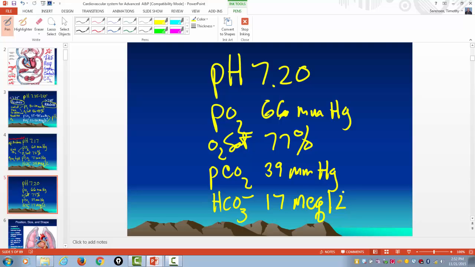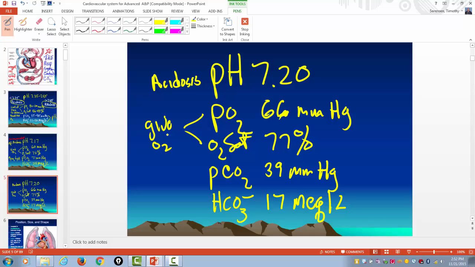Okay, so here we go. We have an arterial blood gas. Look at the pH, 7.20. So we can conclude that this is an acidosis. Now you look at the PO2 and the O2 sat. Again, these are low, so you want to give them oxygen. Give them some O's, right?